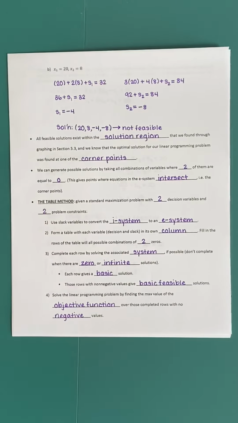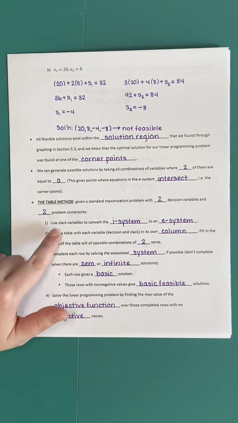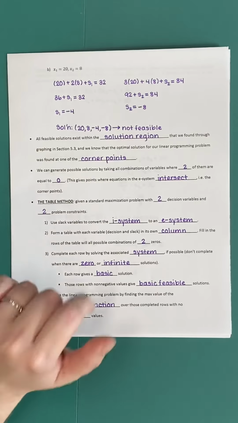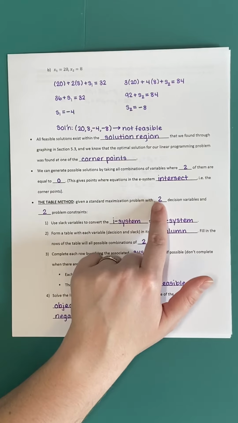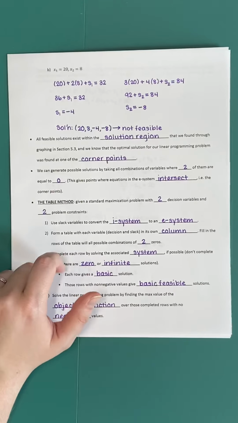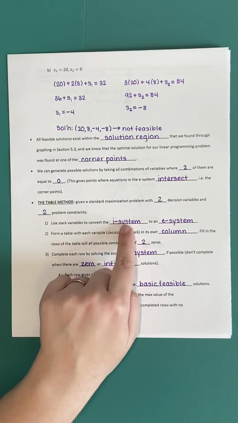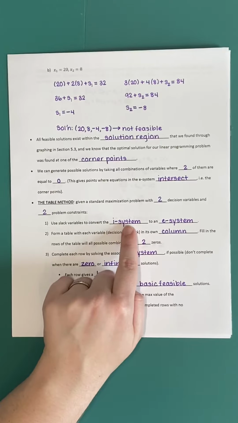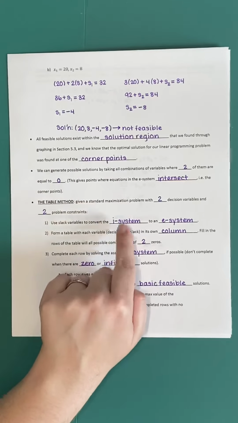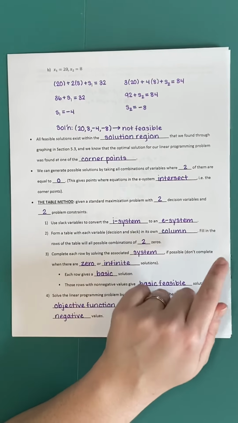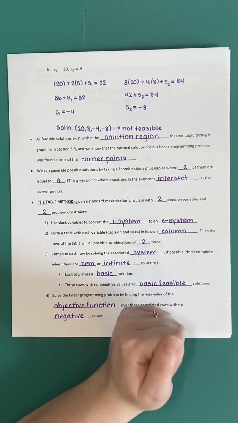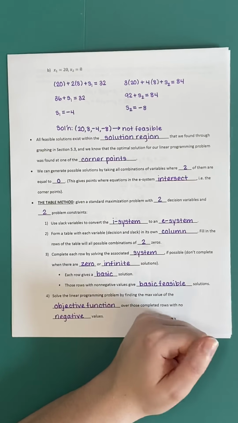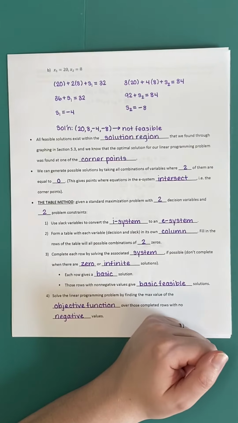We take our I system and convert it to an E system, exactly what we did before. We're going to assume a standard maximization problem with two decision variables and two problem constraints. We're going to start out simple. So take our I system, what we graphed in the last video when we looked at linear programming with graphing, and convert it to an E system. In other words, take all those problem constraints, add in the slack variables, one for each constraint, and then convert from inequalities to equations.